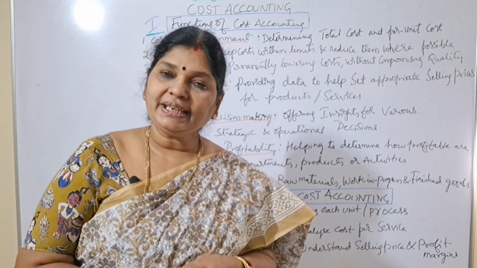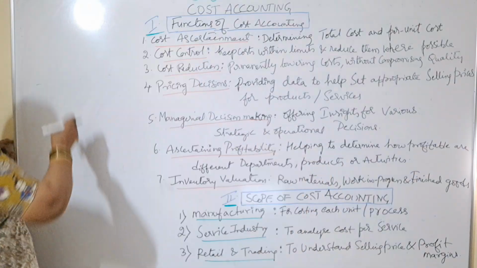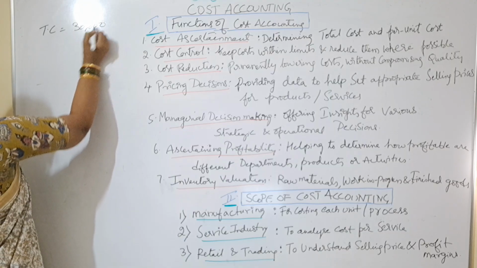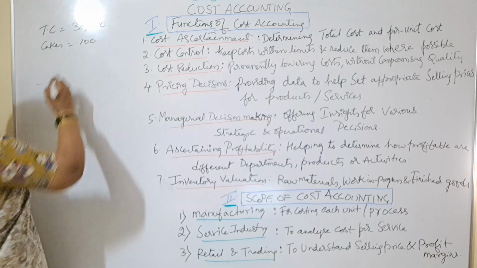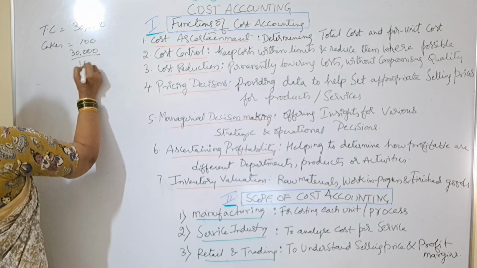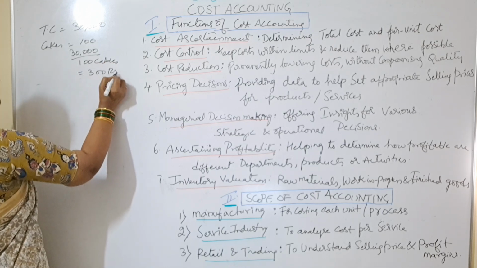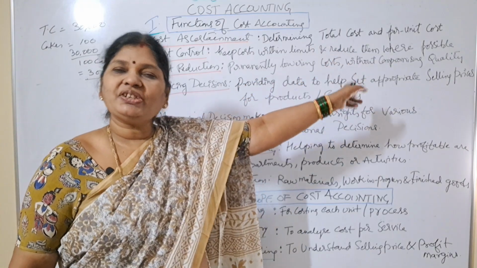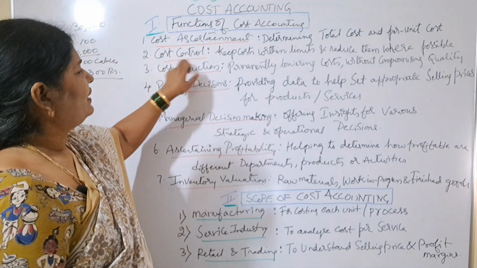And how many chocolate cakes are we making? We are making 100 chocolate cakes. So our total cost is 30,000, and how many cakes are we making? Number of cakes 100. So what is our cost per cake? 30,000 divided by 100 cakes. So each cake is how much? Rupees 300. So like this, we will find out our cost per unit, means cost per cake. Is it clear?